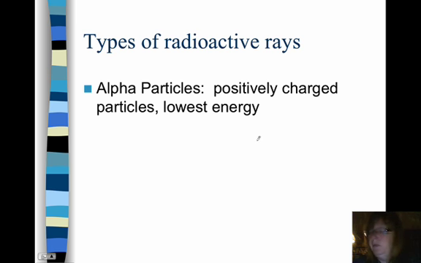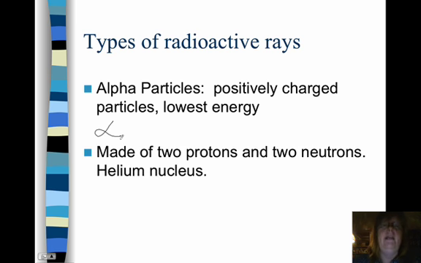There are alpha particles, and the Greek letter for alpha is this, so sometimes you'll see it drawn like that. These are positively charged particles, and that's important to know. Of the radioactive rays we're going to talk about, the alpha particles have the lowest energy. They're made up of 2 protons and 2 neutrons. So essentially, an alpha particle is the same thing as a helium nucleus, so you may see it written like this as well. So 2 protons and 2 neutrons. This is the size of an alpha particle.